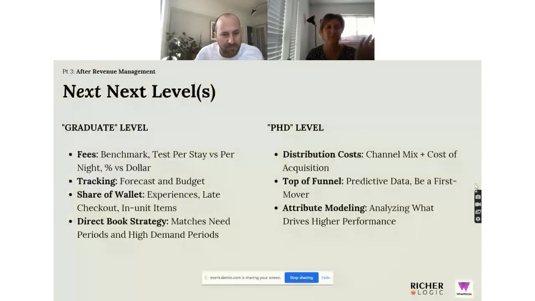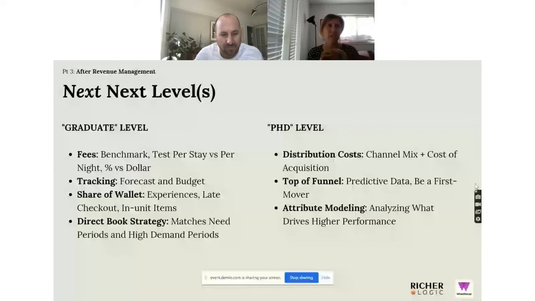So this is really closing it out. When you get these basics, you have this well-oiled machine. You know how everything works. What next? What are these next level things? Obviously fees are a very important revenue stream. Other things are tracking like goal setting, forecasting, and budget. Then share of wallet, so experiences or late cancel, check-in, check-out. This is another revenue stream. Increasing share of wallet is what that is.